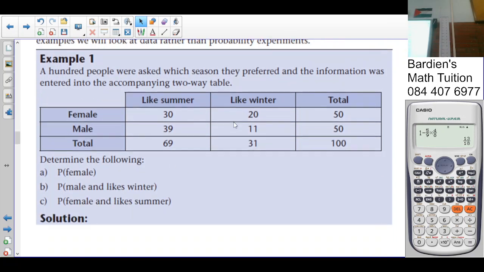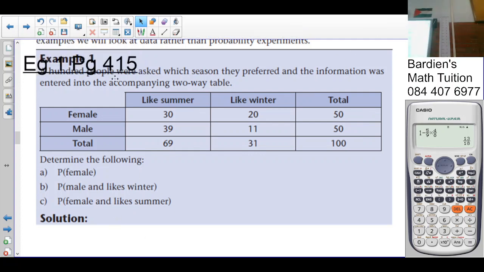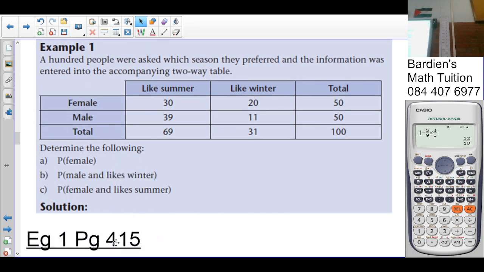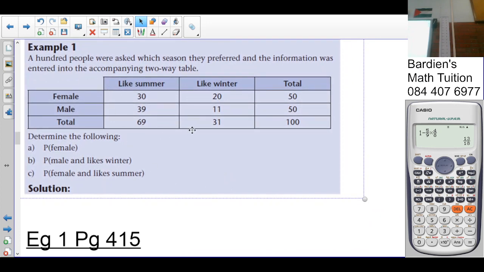Okay, so we're looking at example 1, and example 1 is on page 415. So here we are told that 100 people were asked, so you see 100, that's your total. Given 100 people were asked which season they preferred, and the information was entered into the accompanying two-way table.